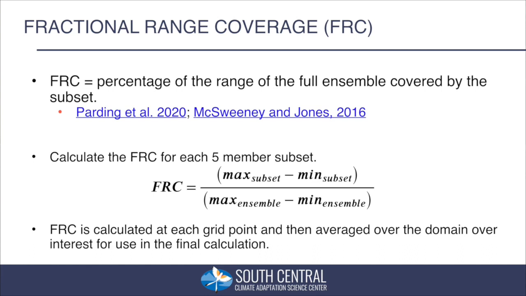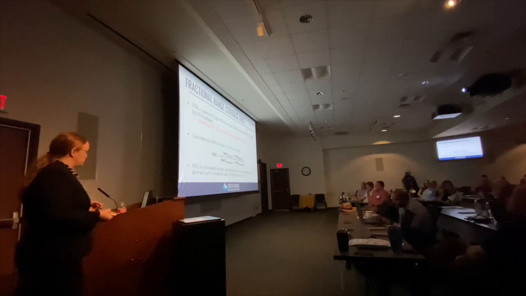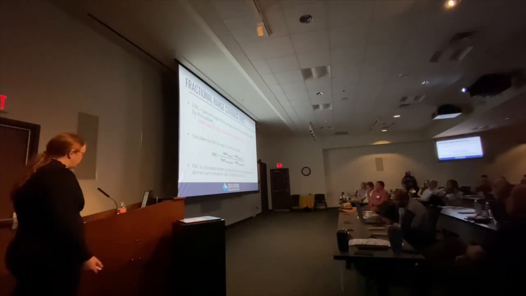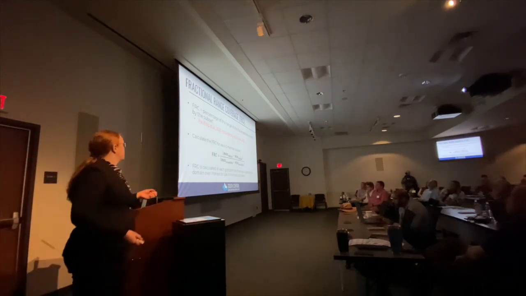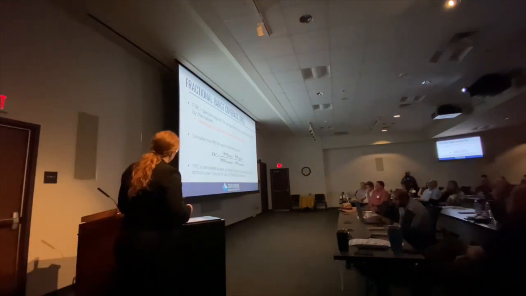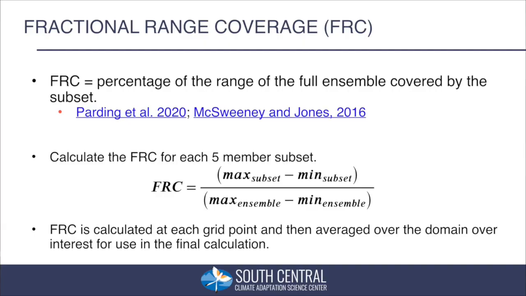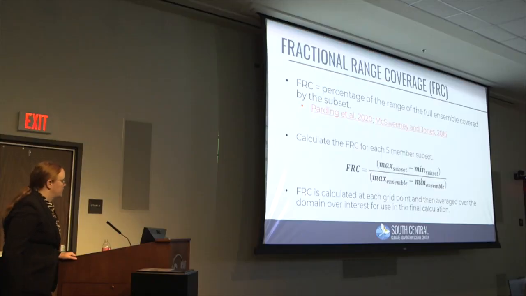The fractional range coverage is pretty well established. It essentially is the percentage of the range of the full ensemble that's covered by a subset. And it's a fairly simple calculation that's been used in a number of studies. For each 5-member subset, we look at the maximum and the minimum over the same range. It is bounded from 0 to 1, so a value of 1 would mean it fully captured the spread of the full ensemble in whatever subset you are working with.